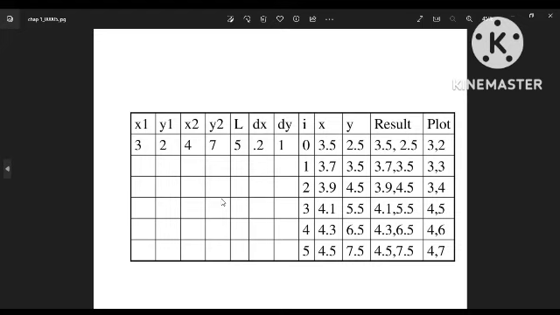The plotting of the point is 3 comma 2, and when i is equal to 1, the point is maybe x 3.7 and y 3.7. They are taking each and every point as a measurement.